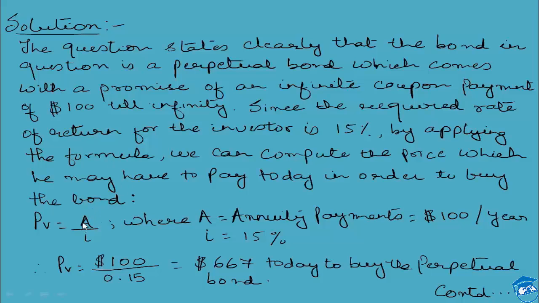So we have the term A, or annuity, as 100 USD and the required rate of return is 15%. By applying the formula which we use in calculating the present value of an ordinary perpetuity, that is P is equal to A upon I, P is equal to 100 USD upon 0.15. Therefore, 667 USD is the price of the bond which the investor should pay if he wants to enjoy a stream of infinite coupons of 100 USD against his required rate of return of 15%.